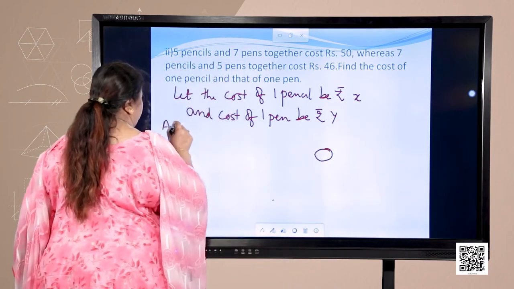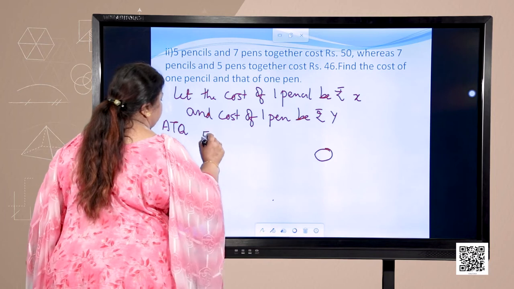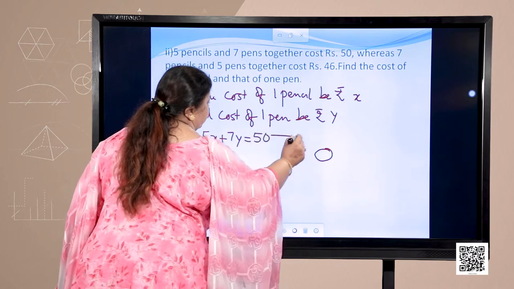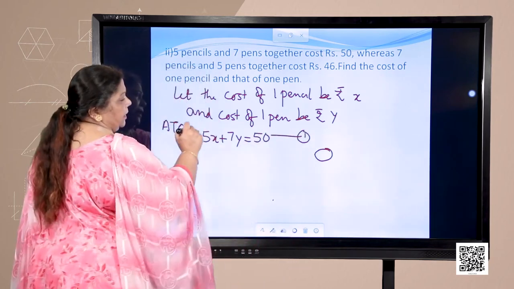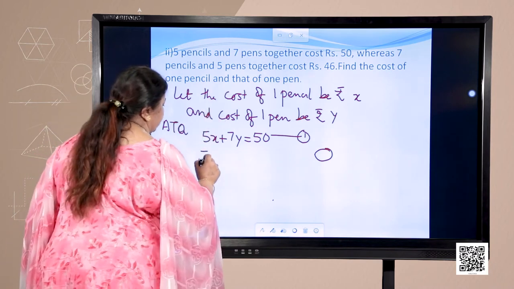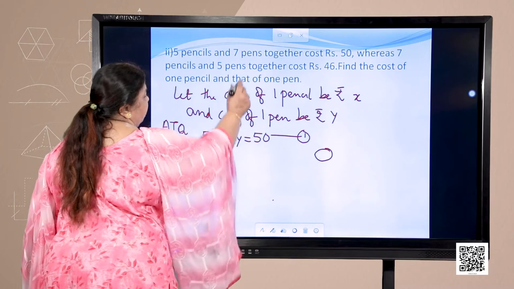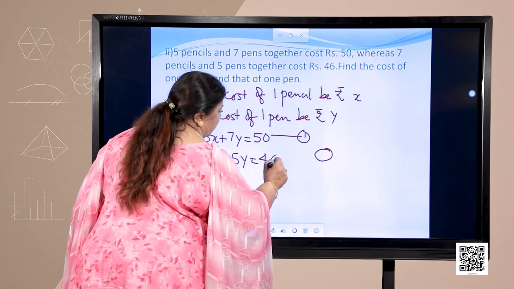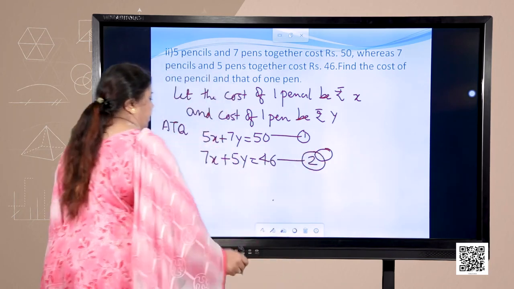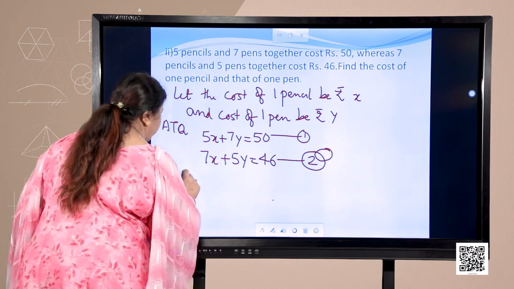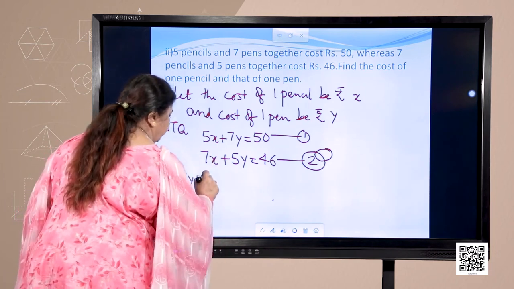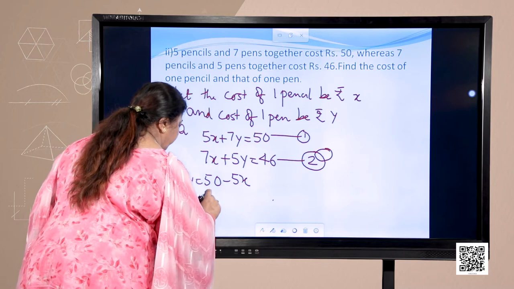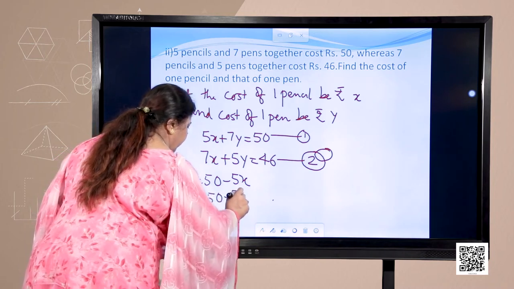So, according to the question, I get 5x plus 7y is equal to 50. This is our first equation. Second condition is 7 pencils, so I get 7x plus 5 pens, so 5 into y is equal to 46. These are the two equations. Now, if I solve these equations, from the first equation I get 7y is equal to 50 minus 5x. So, y is equal to 50 minus 5x upon 7.